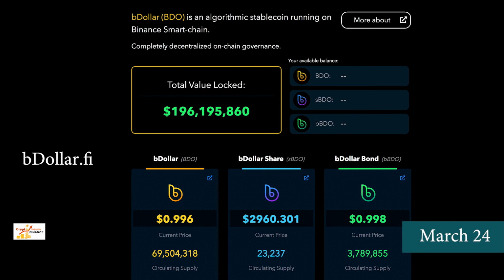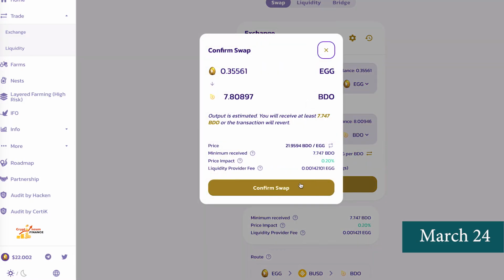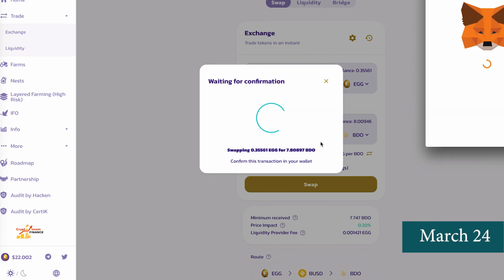Let's check on the price actually of B dollar. So this BDO, or this B dollar, is right now sitting at 0.996. The thing about BDO is it is meant to be a stable coin, so they try to peg it at $1, but sometimes there are some fluctuations, and then they do have an algorithm which will balance it out back to $1. But anyway, since it is a little bit cheaper right now, I'm going to change the egg that we have for BDO today. Let's go back to Goose Finance, press swap, and then confirm that swap.